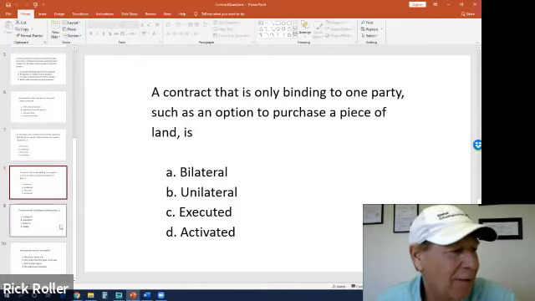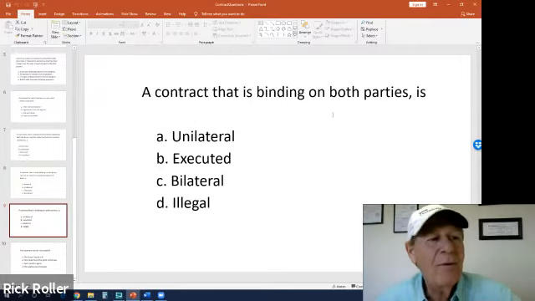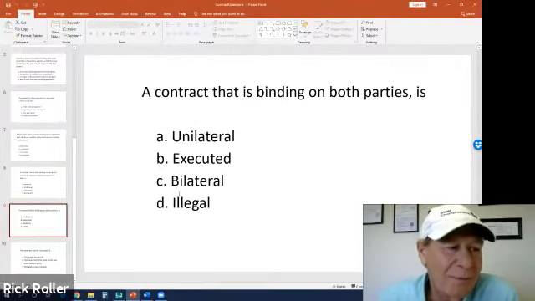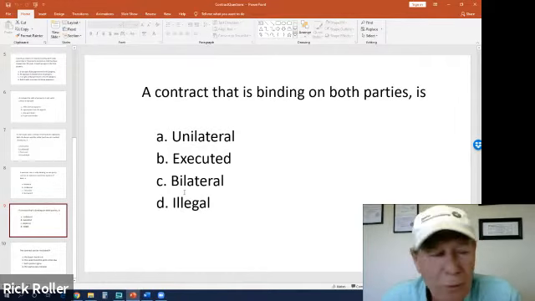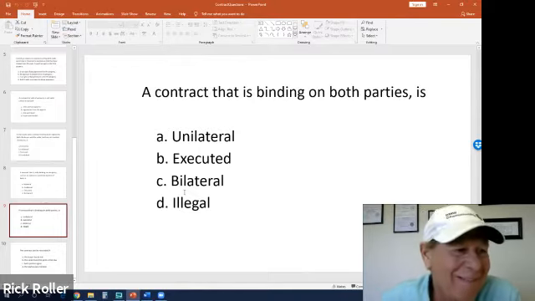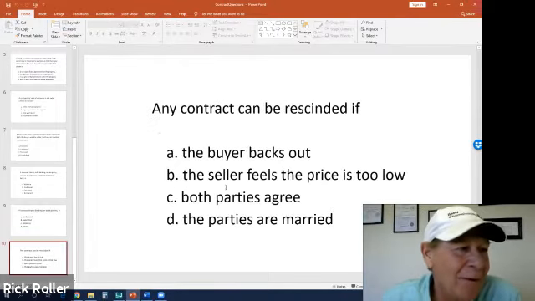Not executed and not activated. A contract that is binding on both parties is, we gave this one away. We got to separate these a little bit more, Dan. That would be bilateral, right? Right. Okay. Here's another one.